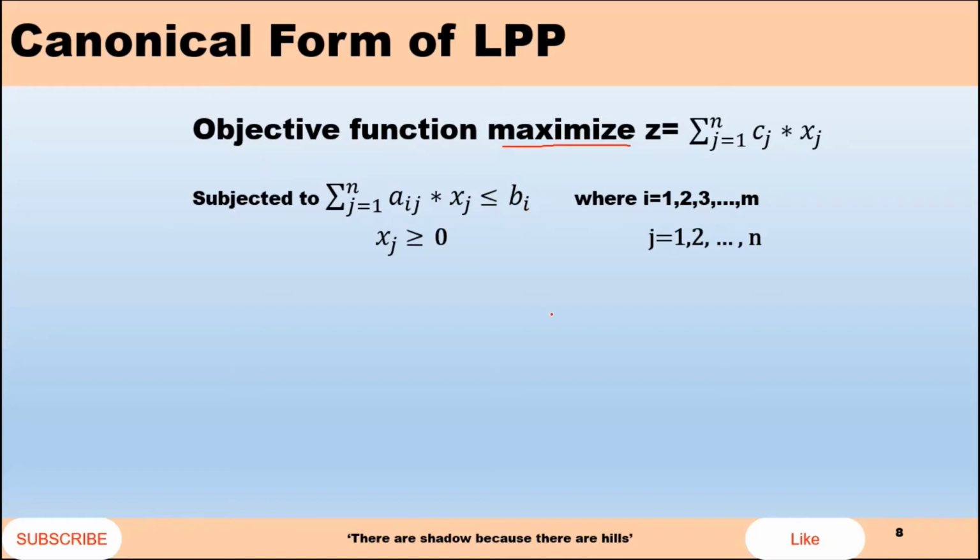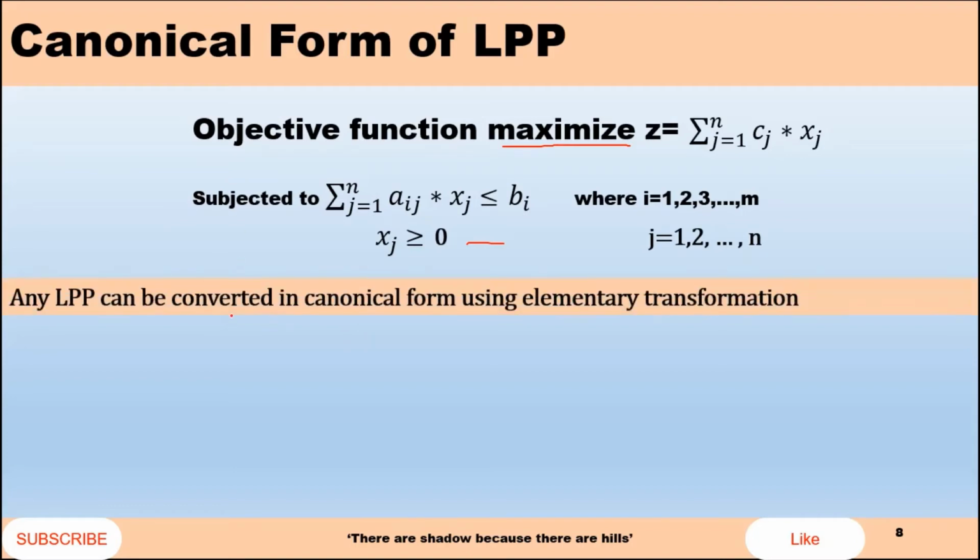If certain constraints are not less than or equal to type, you can convert them into less than or equal to type constraints using elementary transformation, and this one is the non-negative constraint. All the decision variables should be non-negative, where i equal to 1 to m and j equal to 1 to n, right? Let's see how to convert a particular problem into canonical form if it is not already in canonical form. Any LPP can be converted into canonical form using elementary transformation.